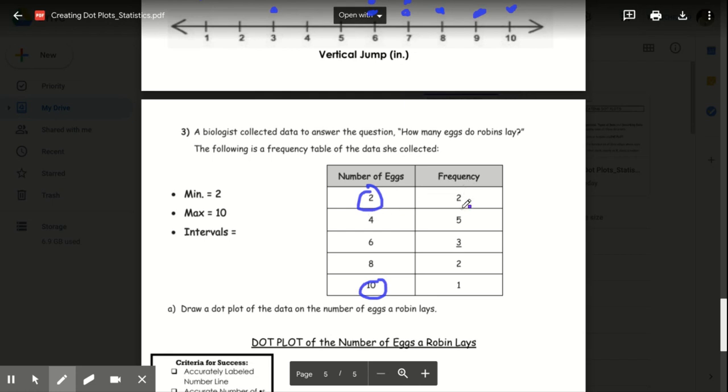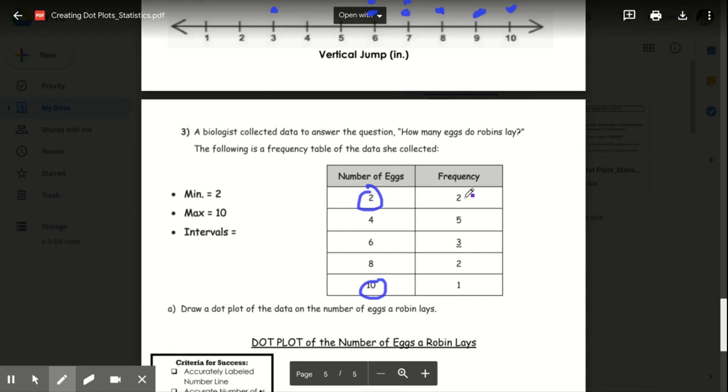How many times does that number show up? So how many times did you see a robin lay 2 eggs? I saw it twice. There was one robin that laid 10 eggs. One robin, 10 eggs. How many times did you see a robin lay 8 eggs? I saw that twice. How many times did you see a robin lay 6 eggs? I saw that 3 times. How many times did you see a robin lay 4 eggs? I saw that 5 times.